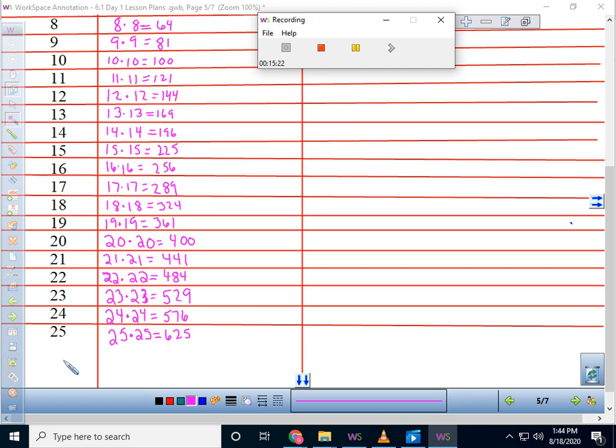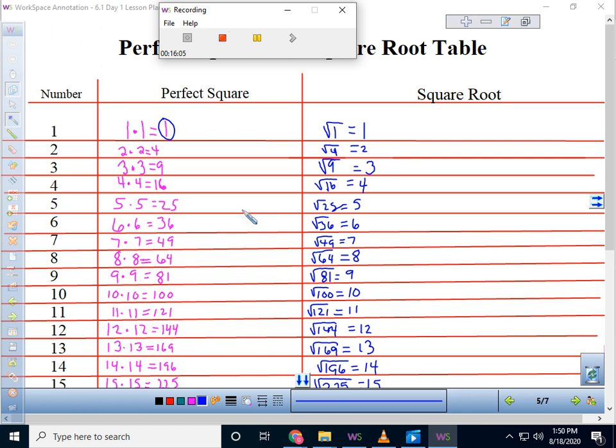We could keep going to 26 times 26, but we're going to stop there because that's a pretty extensive list of perfect square numbers. Now let's look at the square roots. And once you know your perfect squares, square roots are easy.